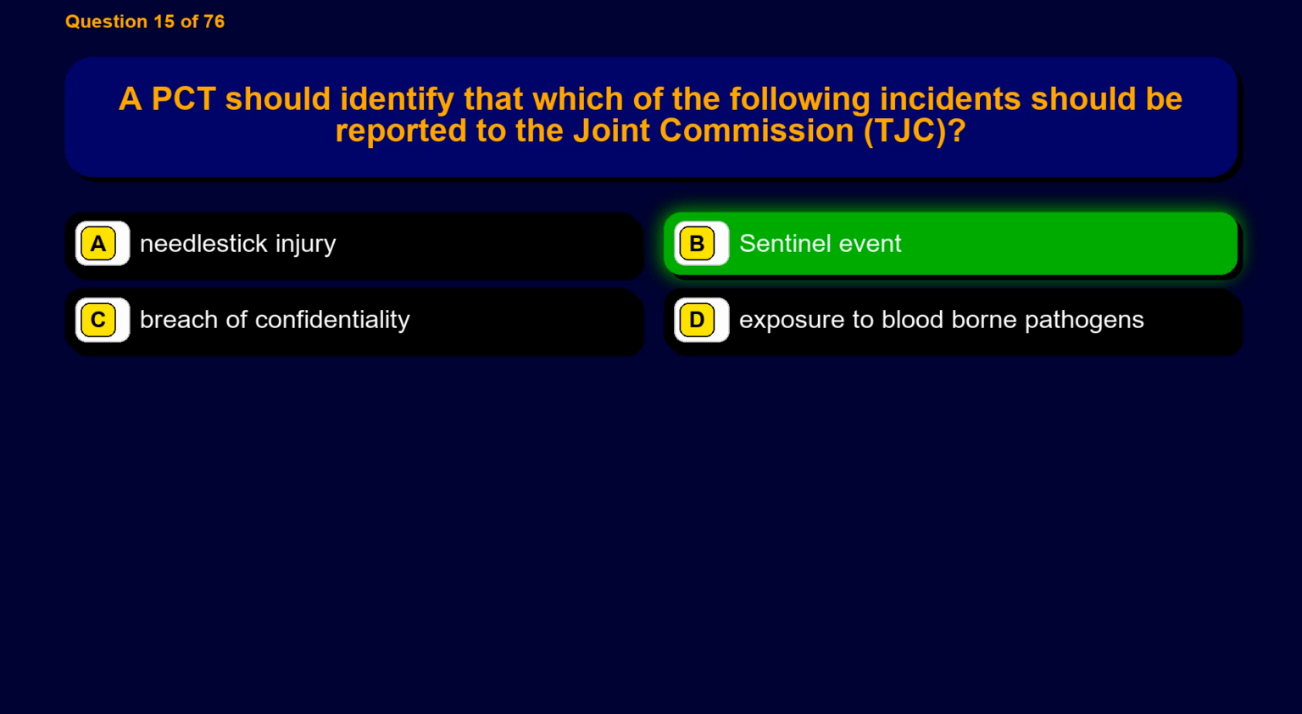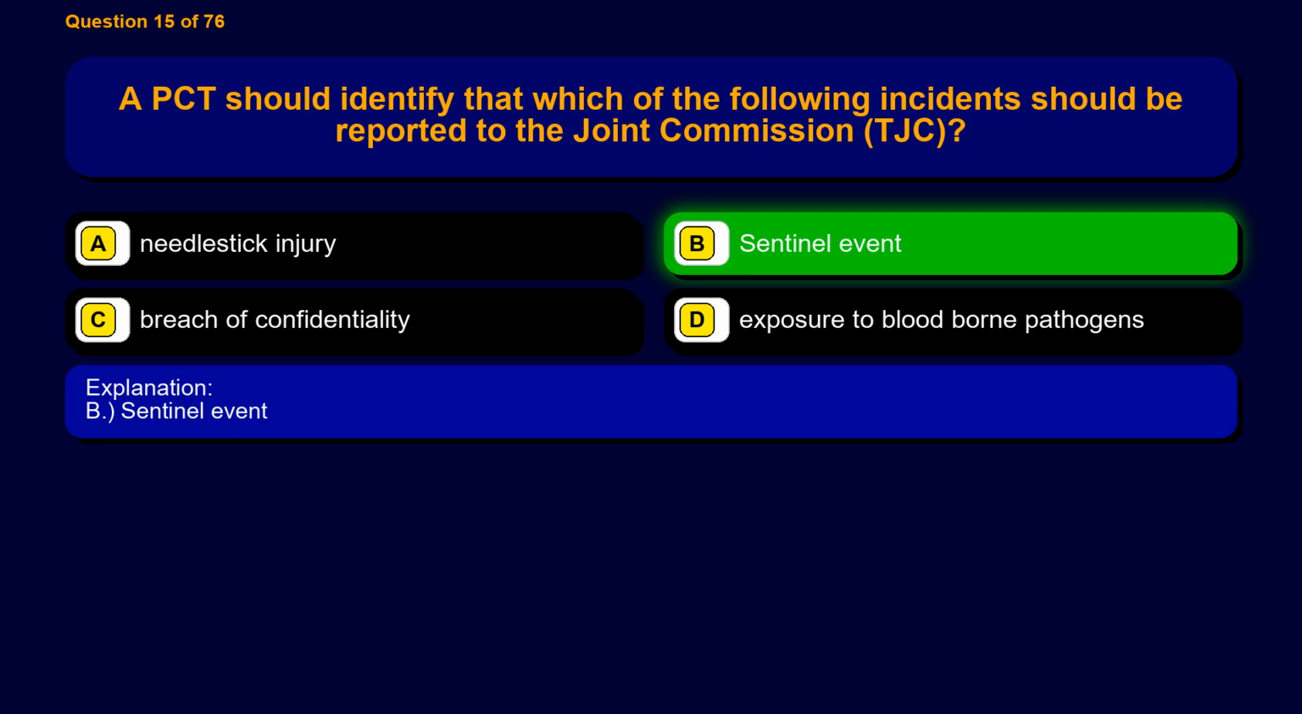The correct answer is option B, sentinel event.